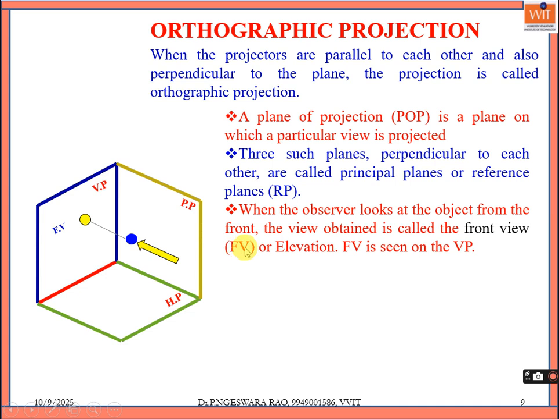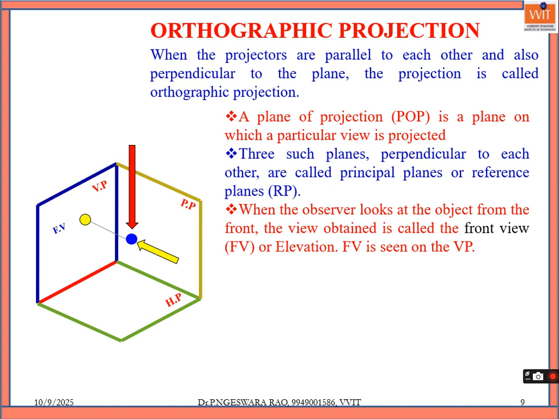Another name for the front view is what we call elevation. We can call it an elevation. But the front view image is always obtained on the respective vertical plane. Now the next view. When the same observer views the same object in this direction, because you are looking at the object from the top, this view is called the top view.